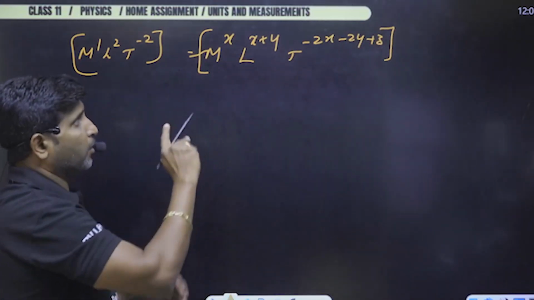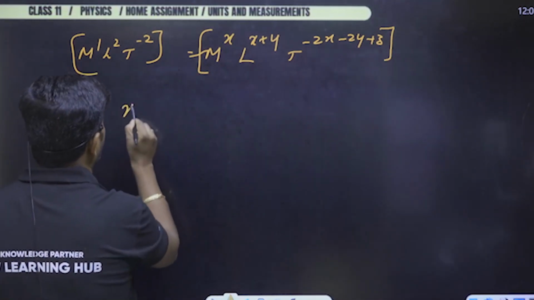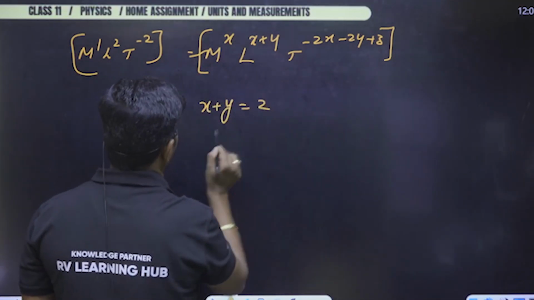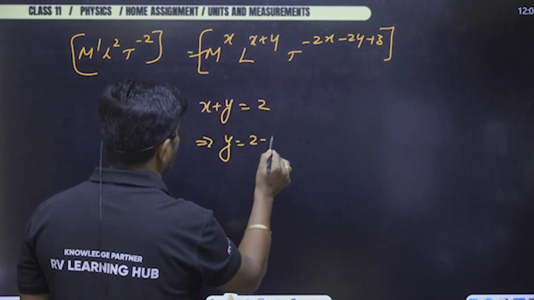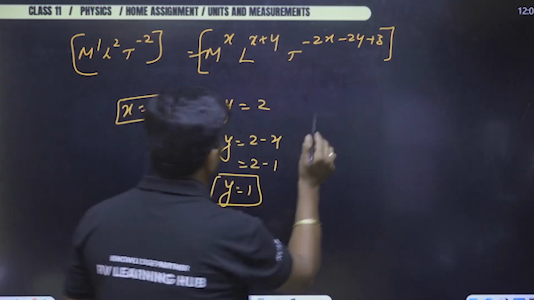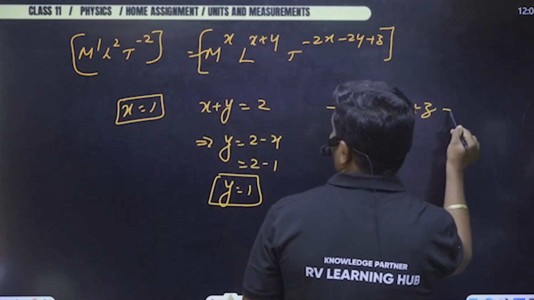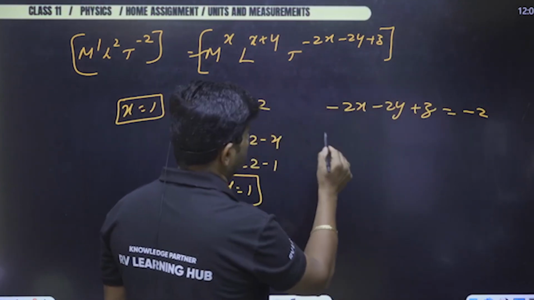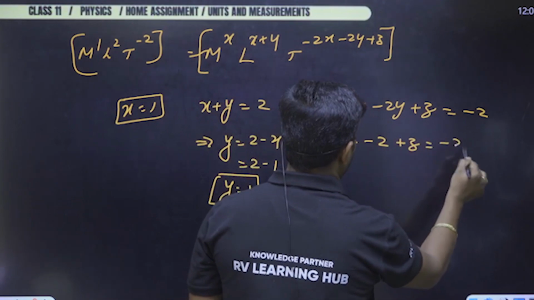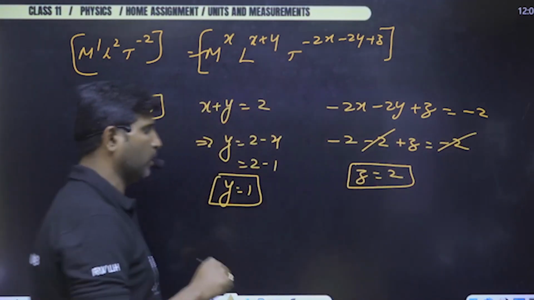Now see here, whenever the bases are the same, the powers or dimensions must be the same. Therefore we can write x equals 1 and x plus y equals 2. Therefore y equals 2 minus x, 2 minus 1, that is y equals 1. So substitute this value: minus 2x minus 2y plus z equals minus 2. Substituting, minus 2 minus 2 plus z equals minus 2, the minus 2 cancels, so z equals 2.